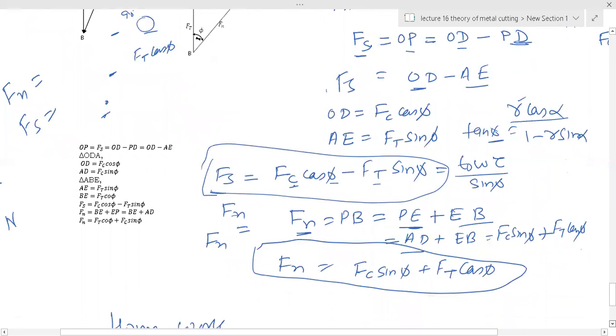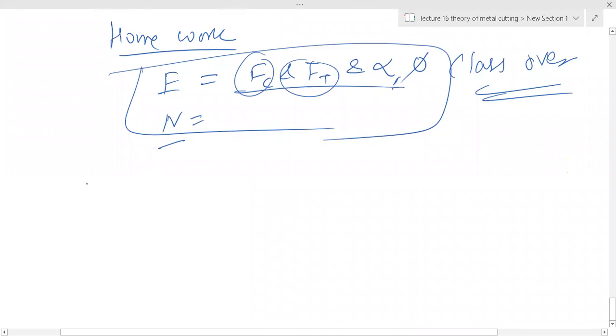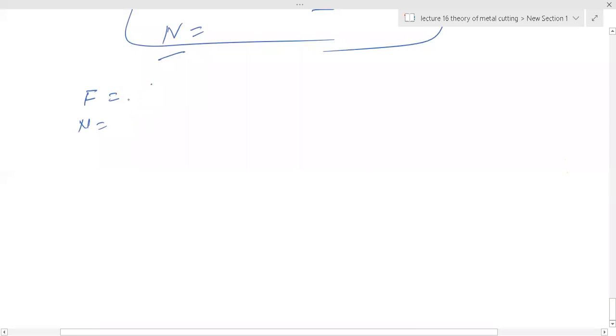Now what we'll do, so homework I asked to find F and N in terms of Fc, Ft, and alpha. Anybody could do that? Anybody? So now our job is to find F and N in terms of Fc, Ft, alpha, and phi, or any measurable quantity. Anybody could find? Anybody? Very good.